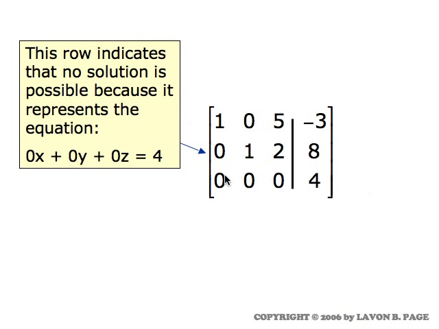If you look more closely at this third row, you'll see that we're dealing with an impossible situation. Think about the equation that's represented by this third row. It would be the equation that says 0x plus 0y plus 0z is equal to 4. And no matter what values x, y, and z had, that could not possibly be true, could it? 0x plus 0y plus 0z would have to be 0, no matter what values you put in for x, y, and z. So this row of the matrix represents an equation that can't possibly be satisfied by any values of x, y, and z.